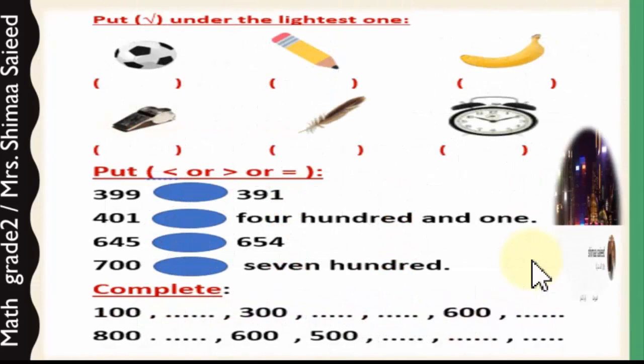Okay, put true under the lightest one. Which one is the lightest? Is it the banana, pencil, or feather? Excellent. Feather is the lightest one.